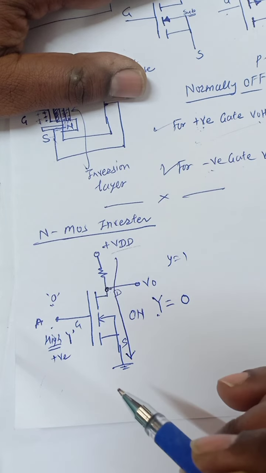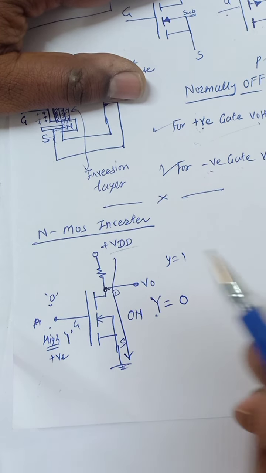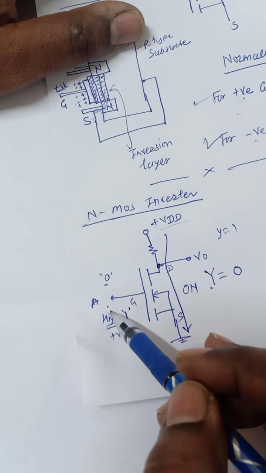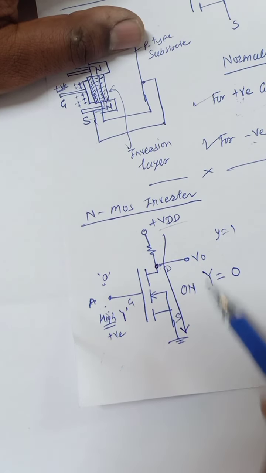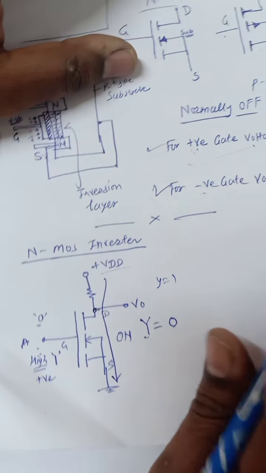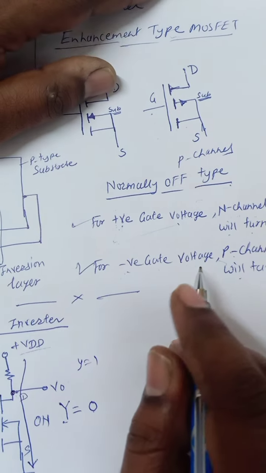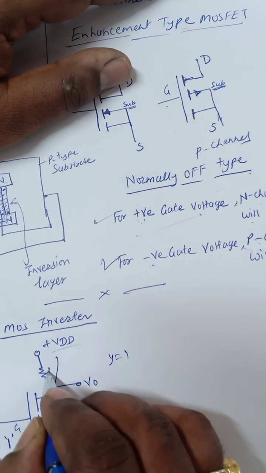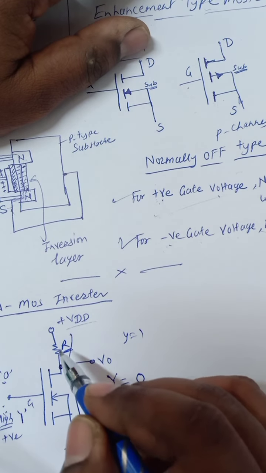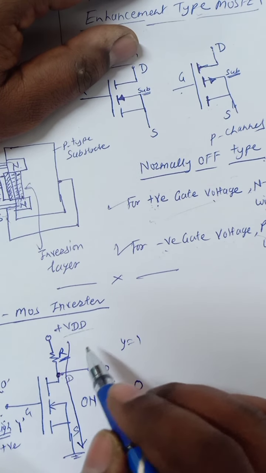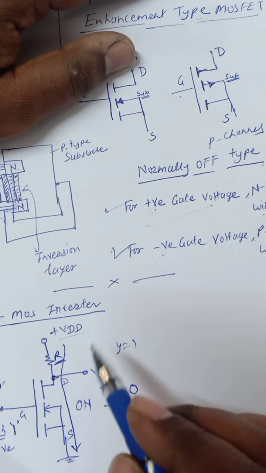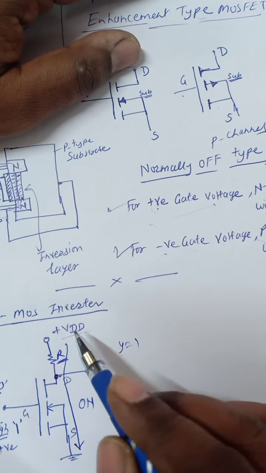So this is a simple kind of inverter. You should know this. Positive voltage turns it on, current flows through it, output becomes 0, so y equal to 0. So this is the NMOS inverter. Here we are using a load resistance RL or R to provide a load. So this is known as passive load.